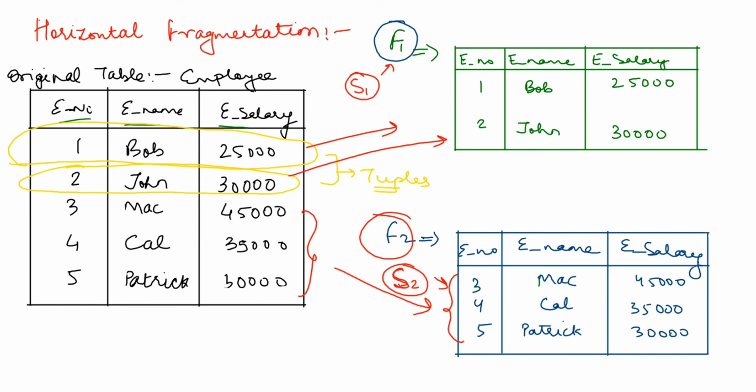Now there is one condition: we must have a primary key so that the records can be uniquely identified in fragments. And when we perform the union of F1 and F2, or any number of fragments a table has, it must give us the original table with all the records. If a record is lost, then that fragmentation is not considered a good fragmentation. So this is horizontal fragmentation.